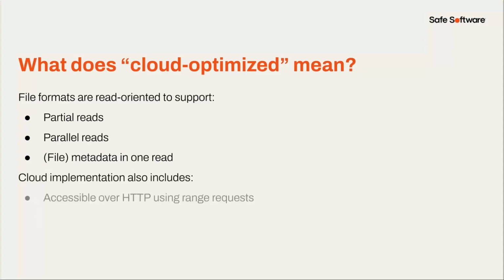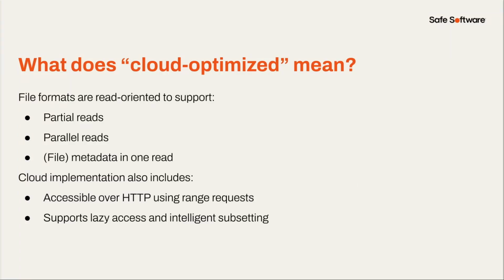Cloud implementation can also include the data being accessible over the internet, typically with HTTP range requests. Cloud optimized often also supports lazy access. So that concept that we're talking about, not having to download an entire file, but only reading what you want. So if you only need a subset of the data, you can download it just like that, and not have to load everything in.